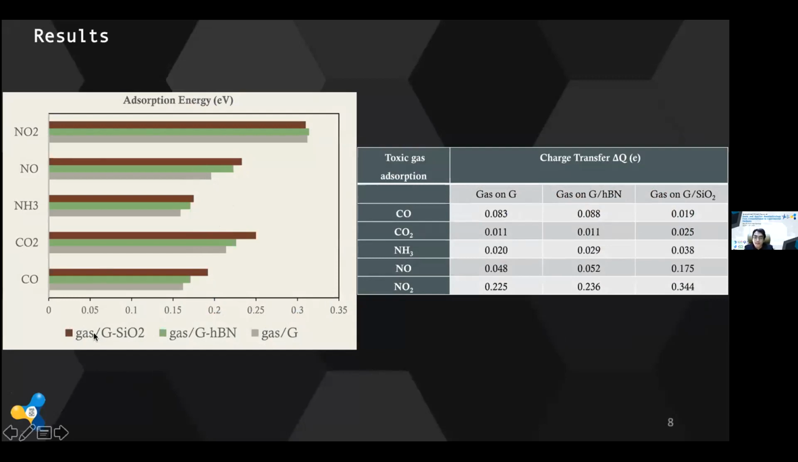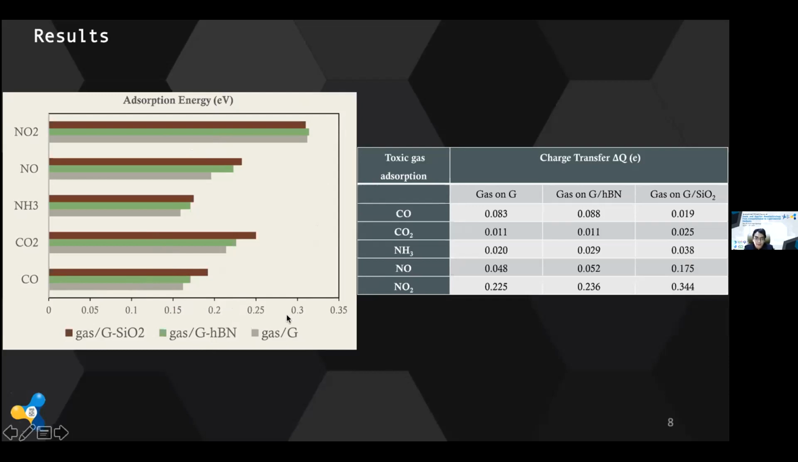We can see here that the absorption energies are between 0.15 up to 0.31 electron volt. We can also see that in general, graphene with the silicon dioxide substrate, the maroon one, I think, has a better sensitivity in detecting toxic gases than graphene associated with hexagonal boron nitride.